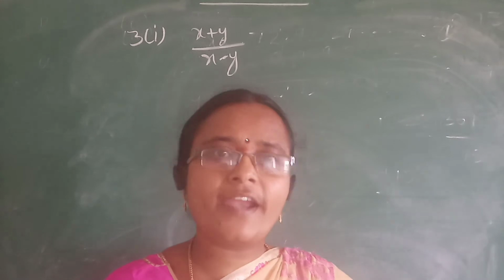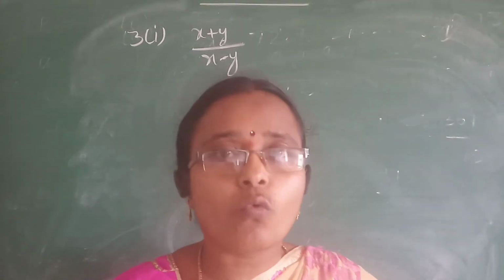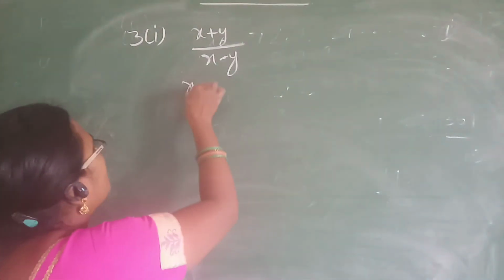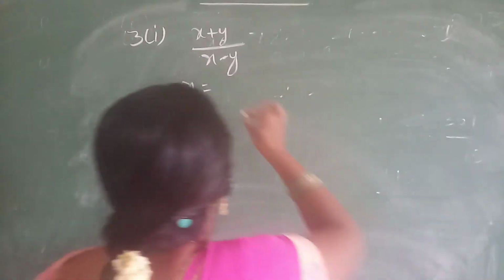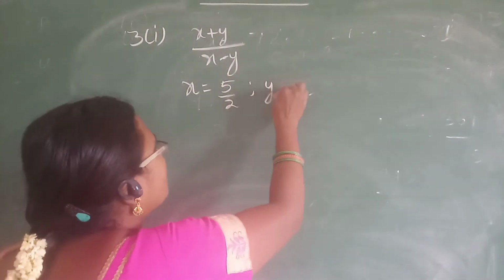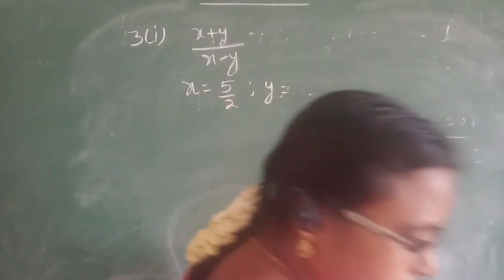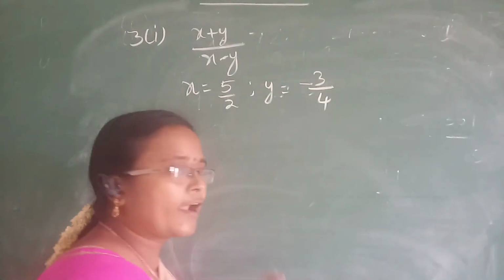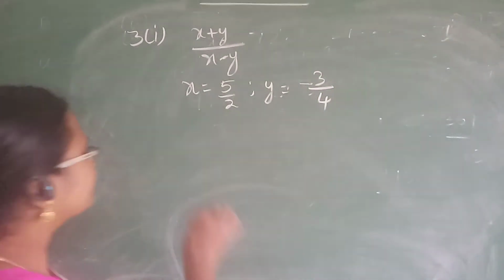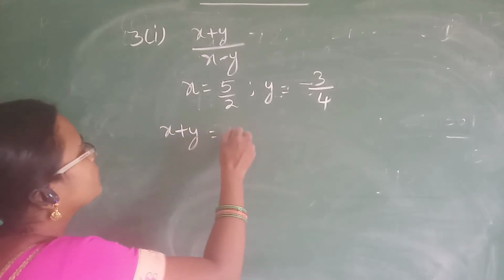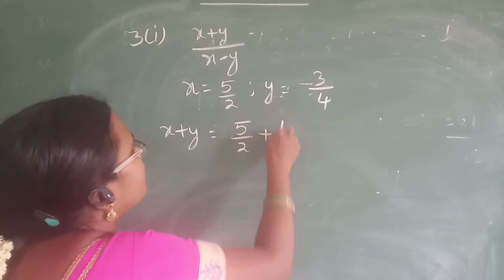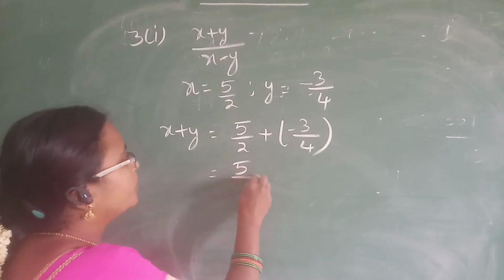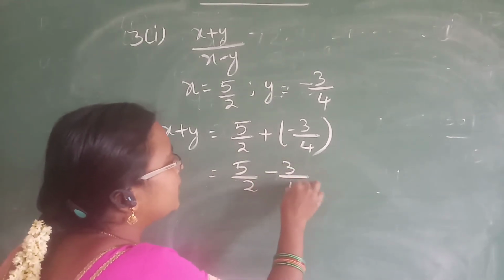To find out x plus y and x minus y, first we should know what x is and what y is. So among this, the first one, x is equal to 5 by 2. y is equal to 3 by 4. Is it 3 by 4 or minus? Minus 3 by 4. Now, first to find out x plus y: 5 by 2 plus minus 3 by 4. Now it can be written as 5 by 2 plus into minus, minus 3 by 4.